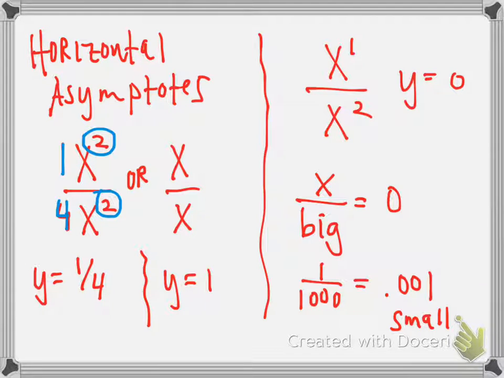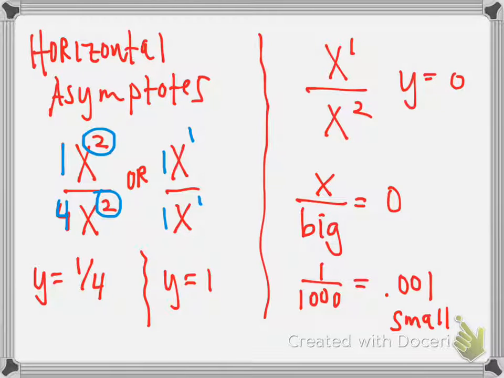If you had plain old x over x, you'd just have the coefficients being 1. The degree of the polynomial would also be 1. But if this is the highest degree, you'd just say y equals 1, and that would be where your horizontal asymptote was. And remember, horizontal asymptotes make a horizontal line.